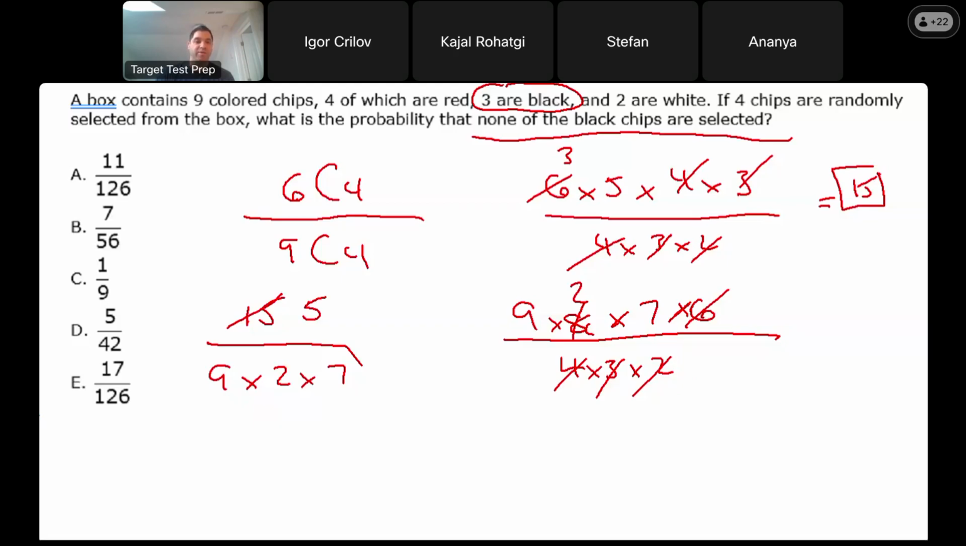3 goes into this 5 times. 3 goes into this 3 times. Now we're dealing with a much easier number. That just becomes 6 times 7. 5 over 42 is our answer.